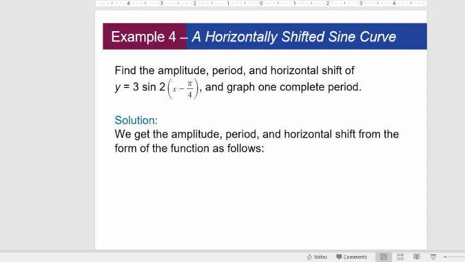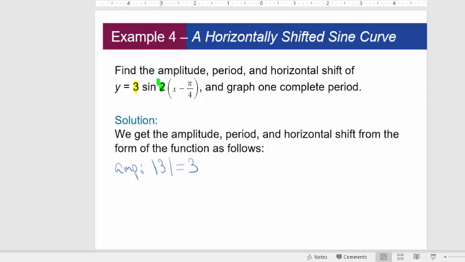So here's an example. Find the amplitude, period, and horizontal shift of this function, y equals 3 sine of the quantity 2 times the quantity x minus pi over 4, and graph one complete period. So how would we get the amplitude? The amplitude comes right from this. So the amplitude is going to be the absolute value of 3, which is 3.